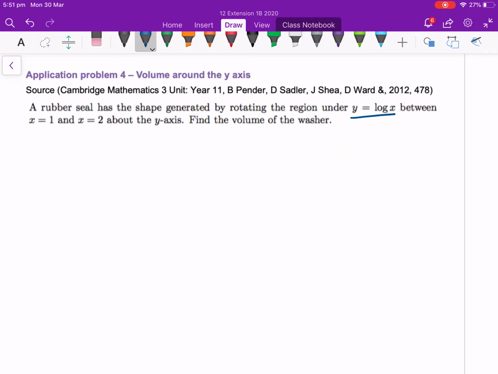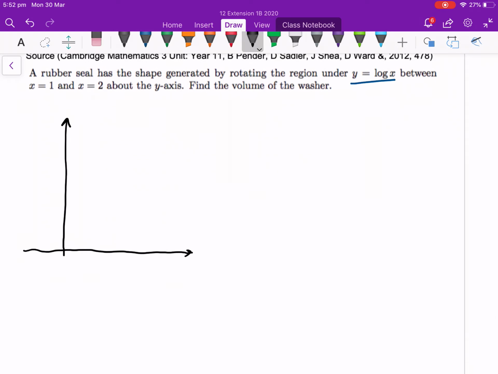Now, with anything that we've been talking about today, we've spoken a lot about sketches, so we're just going to do a quick sketch here, like this, not the straightest of lines. A rubber seal has a shape generated by rotating the region under y equals log x between x equals 1 and x equals 2. In fact, I better just put that in there. The function y equals log of x has a graph that looks something like that between 1 and 2. So we're looking at this region here.